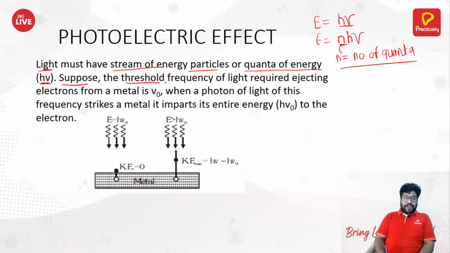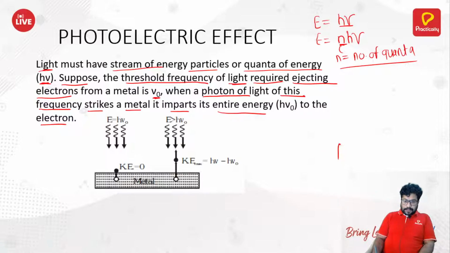Suppose the threshold frequency of light required for ejecting the electrons from a metal is nu zero. So when a photon of light of this frequency, nu zero, strikes a metal, it imparts its entire energy to the electron. That means, look at this.